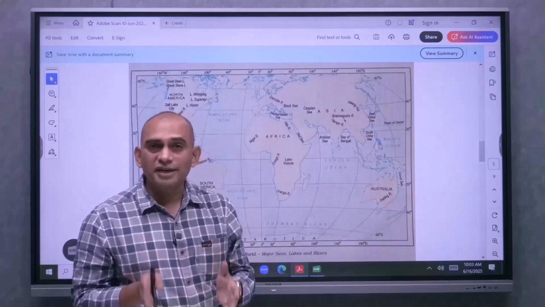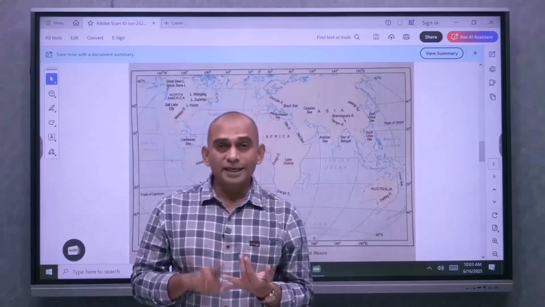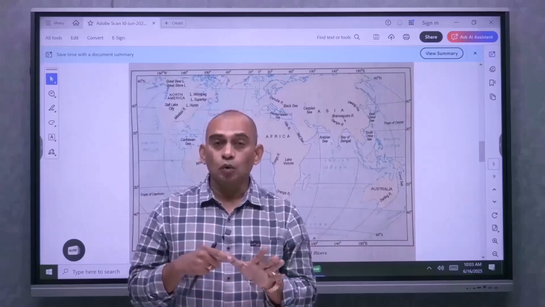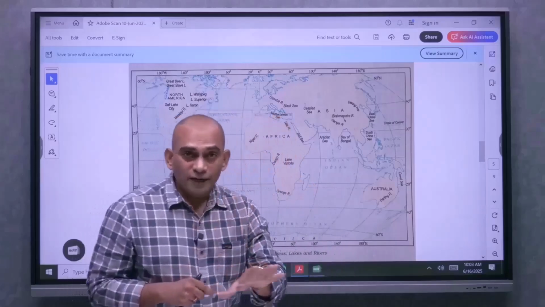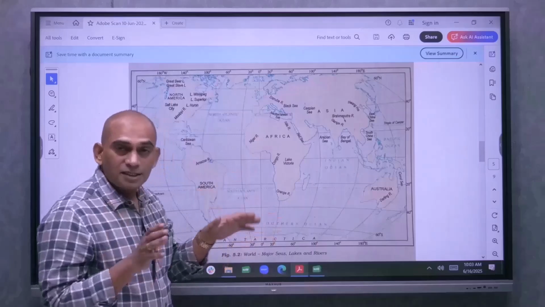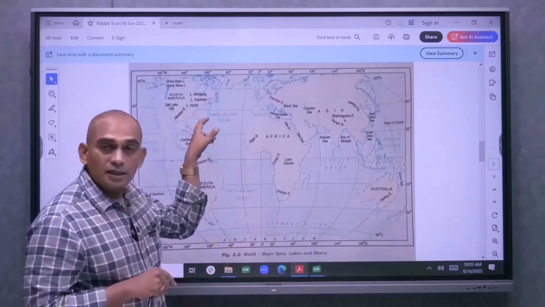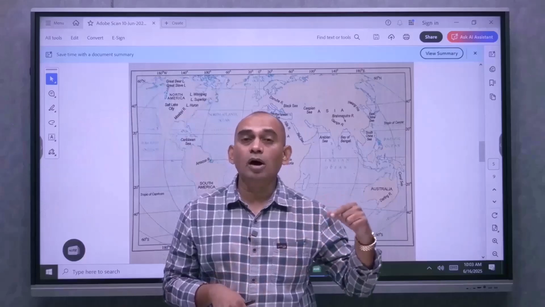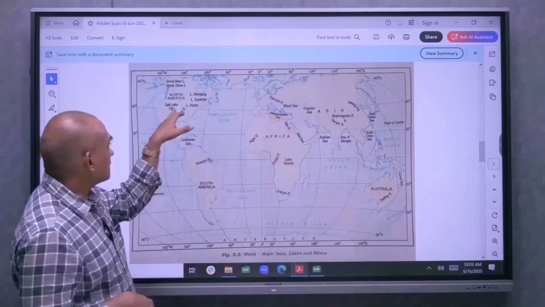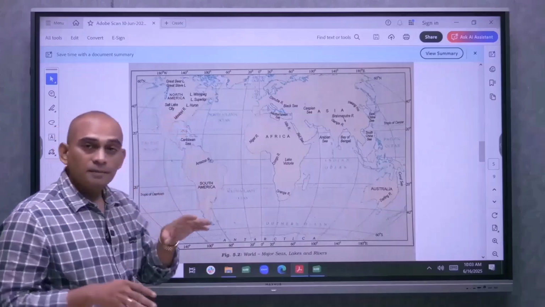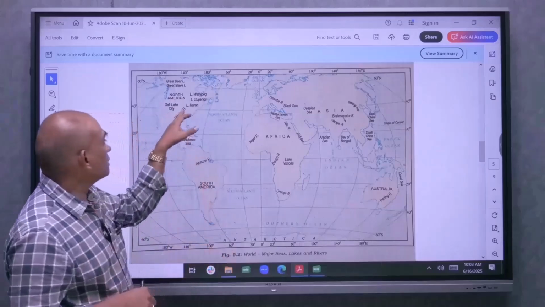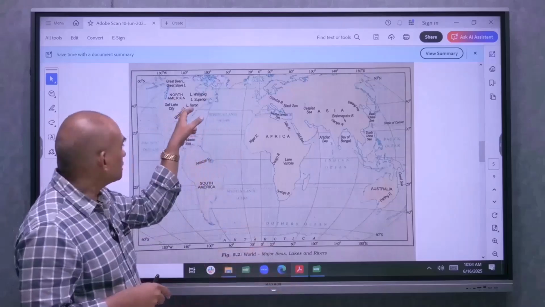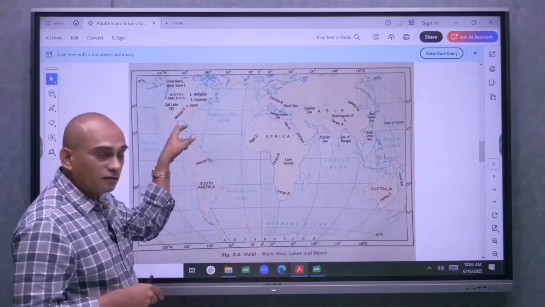So what are those Great Lakes? Lake Superior, Lake Michigan, Lake Huron, Lake Erie, Lake Ontario. Among these 5 lakes, Lake Michigan is completely located in the USA. The Canada-USA border is passing through all other 4 lakes. Salt Lake. Salt Lake is located in the USA and Mississippi River, largest river in North America, and this river is draining into Gulf of Mexico.